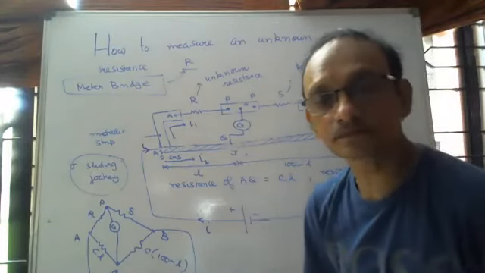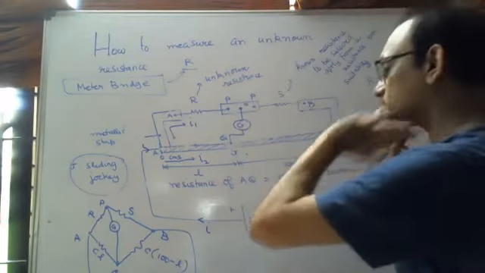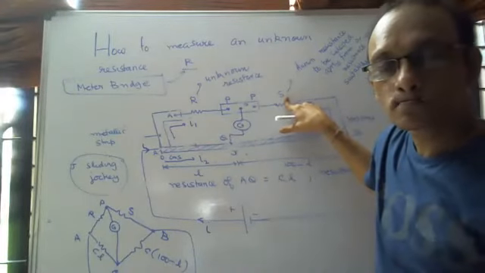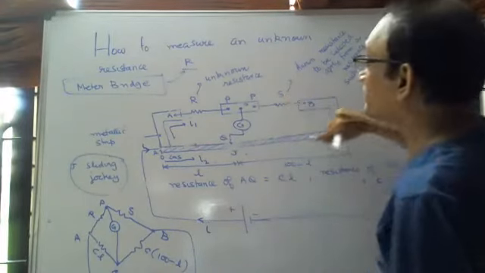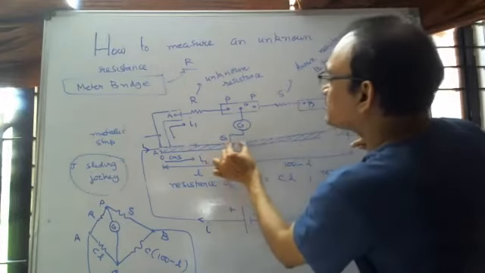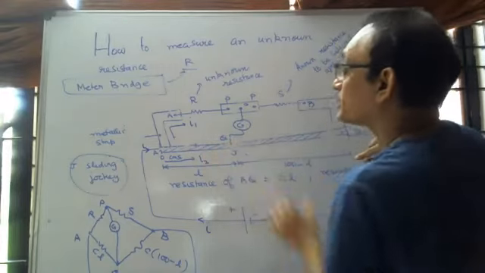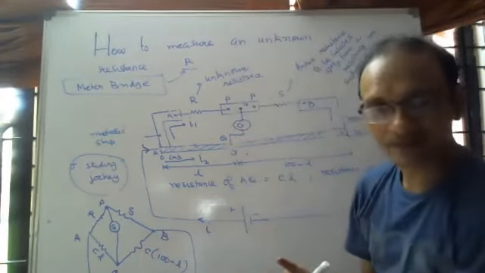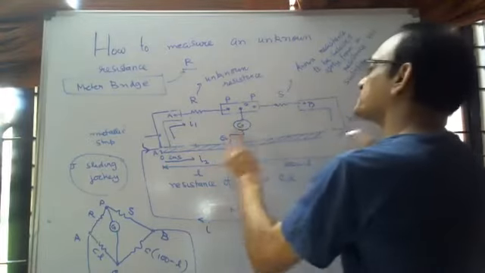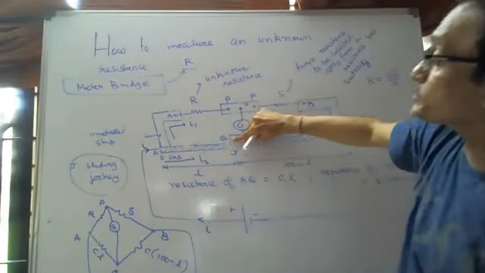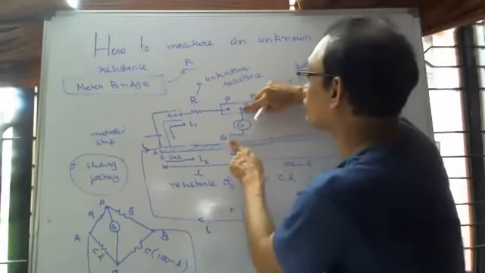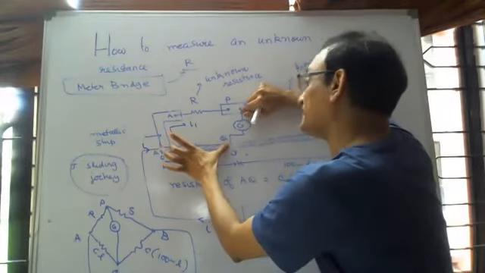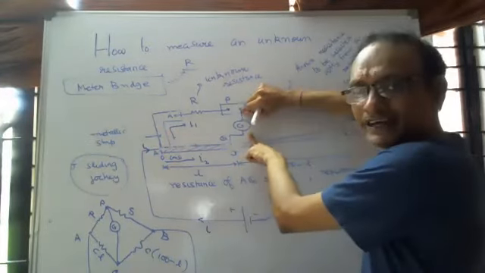Now, what I do is, I select an appropriate value of S, and I slide this jockey here. If I slide this jockey, then CL and C into 100 minus L will vary. This resistance will vary. But there will be a certain position of the jockey where the galvanometer will show no deflection. For a certain length L here, there will be no deflection of the galvanometer.